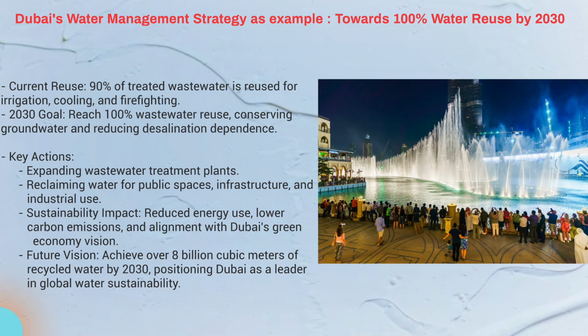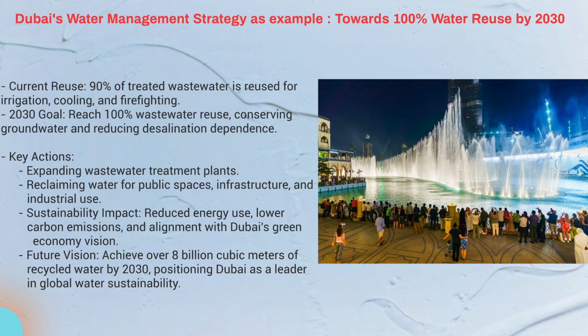Let us speak about Dubai. To illustrate successful implementation, let's look at Dubai's water reuse model. Dubai has become a global leader in water management by enhancing water quality and maximizing treated wastewater reuse. Currently, almost 90% of its wastewater is reused, with the aim to reach 100% by 2030, aligning with its green economy vision. This effort reduces dependence on desalinated water and groundwater.